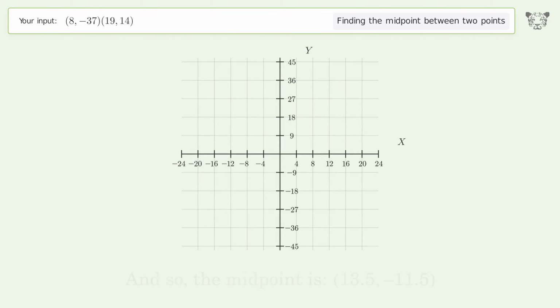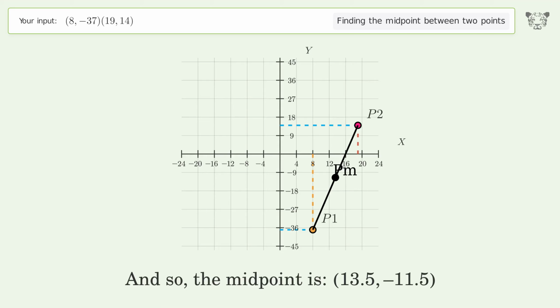And so, the midpoint is 13.5, negative 11.5.